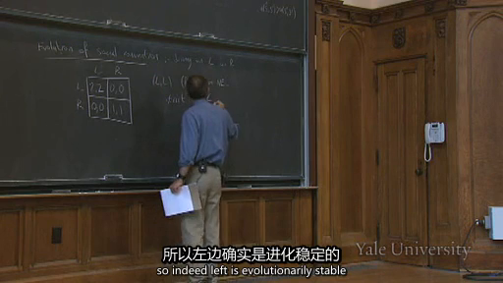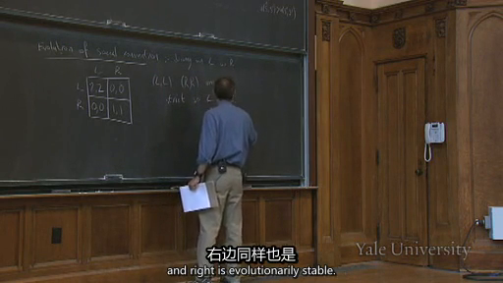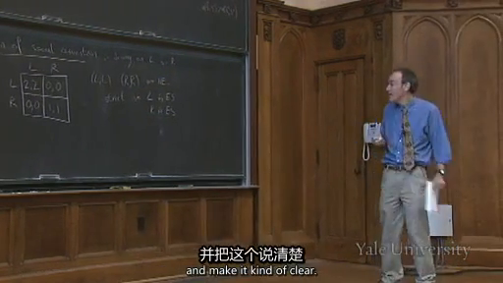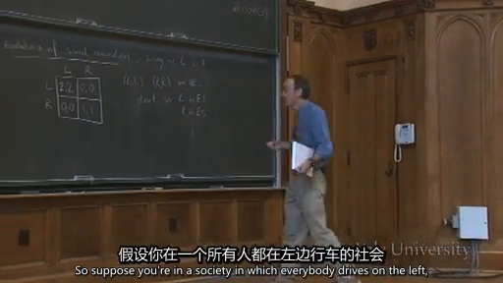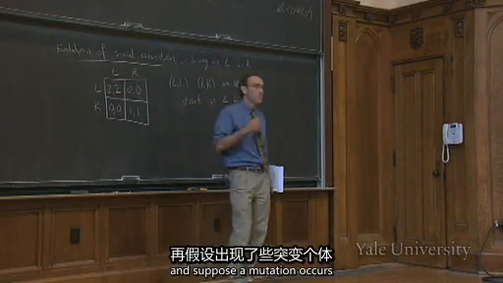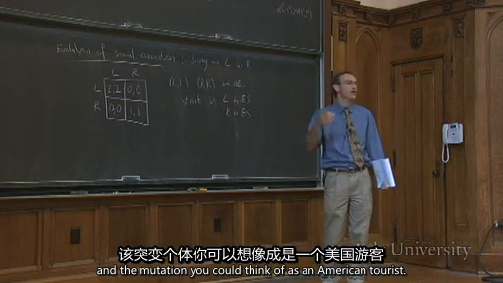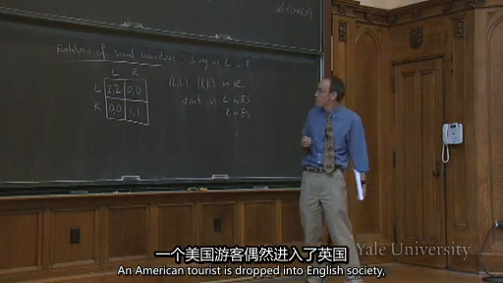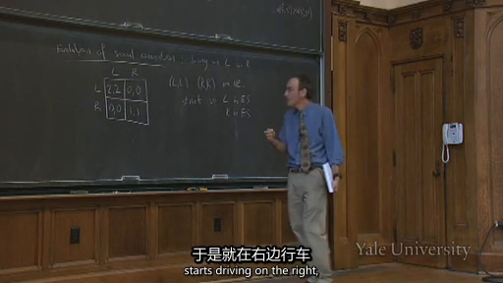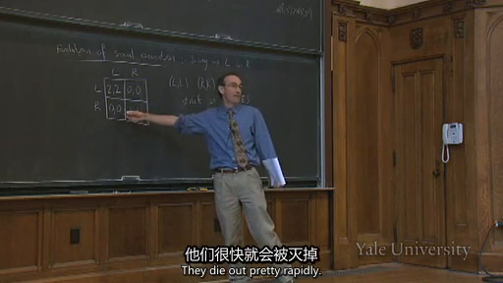So indeed, left is evolutionarily stable, and right is evolutionarily stable. Let's just talk through the intuition for that and make it clear. Suppose you're in a society in which everybody drives on the left. So this is England. And suppose a mutation occurs, and the mutation you could think of as an American tourist. An American tourist is dropped into English society, hasn't read the guidebook carefully, starts driving on the right, and what happens to the tourist? They die out pretty rapidly, right?